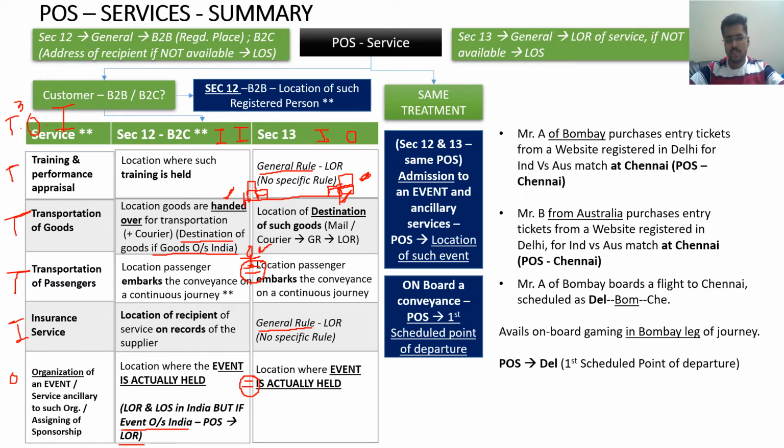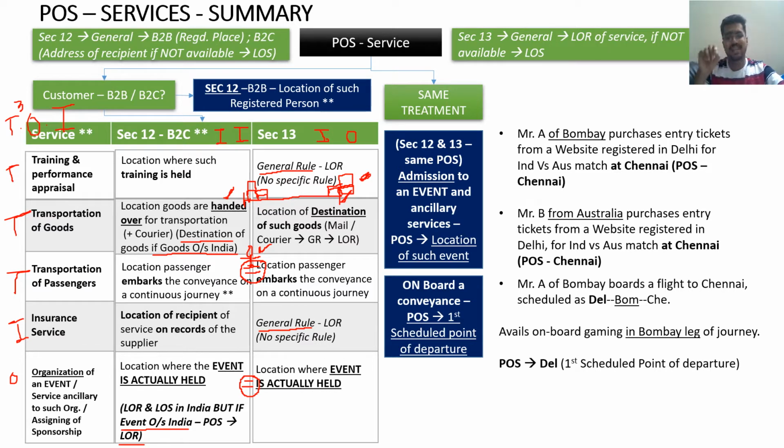Welcome friends. So this is the third video on this series, place of supply. We've seen the first video, which is basics of place of supply, and the second video where we went through this table, which is the five specific services, where we saw what is the place of supply for these five services. Especially from the point of view of section 12, if you're dealing with a registered person, then for these five services, by default the place of supply is the place of such registered person.